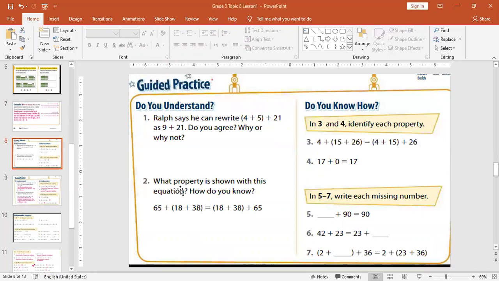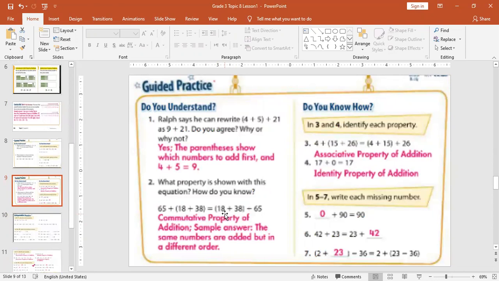Number 2, what property is shown with this equation? How do you know? 65 plus, in between brackets, 18 plus 38, and here 18 plus 38 in the bracket, then 65. The numbers in the bracket didn't change. So the property is called commutative property. The same numbers are added but in a different order. I just changed the order. 65 was first, then the bracket. Here, the bracket is first, so this is called commutative property.